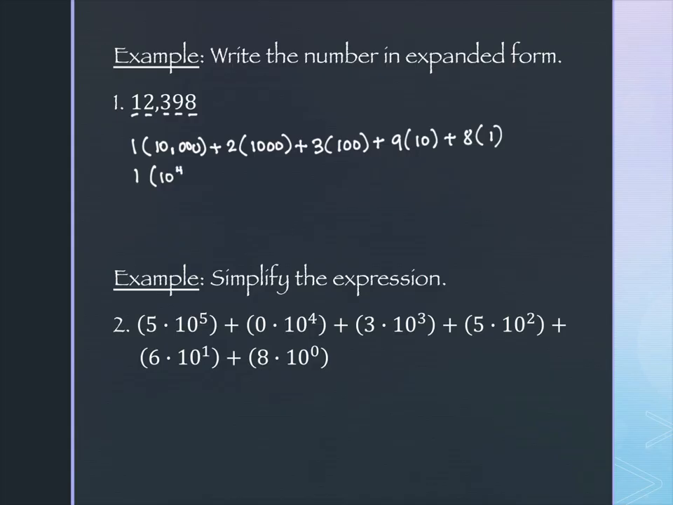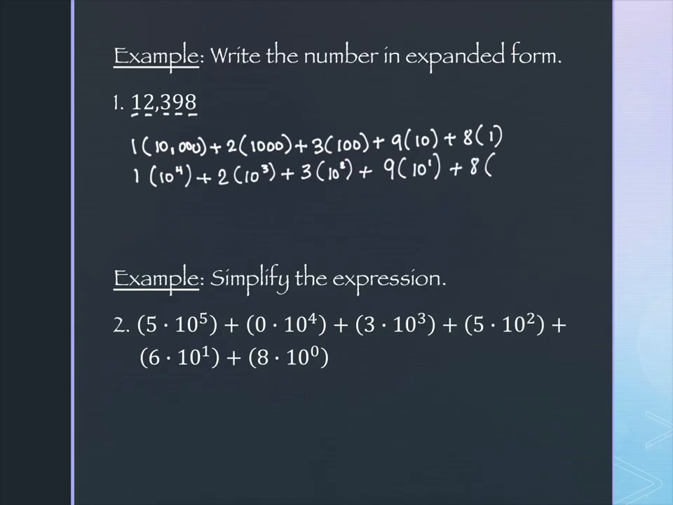It's 4, because there's 4 zeros. Is that okay? How about the number 1,000? It's a 3. And the number 100? It's a 2, so 10 squared.